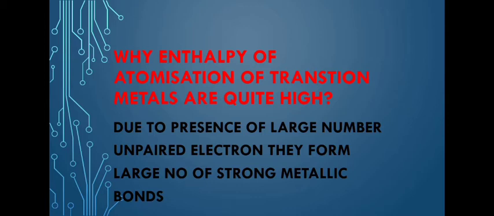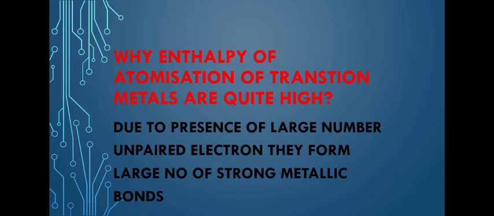Next is why the enthalpy of atomization of transition metals is quite high. This is a question which is most frequently asked. It is due to the presence of a large number of unpaired electrons. The greater the number of unpaired electrons, the more will be the metallic bonding. And if the metallic bonds formed are strong, which is the case for d block elements, it is responsible for high enthalpy of atomization.